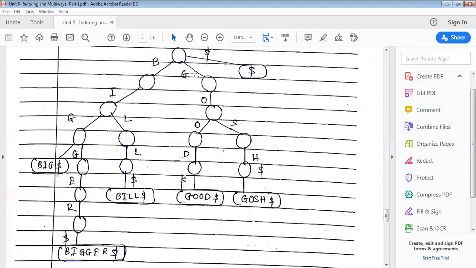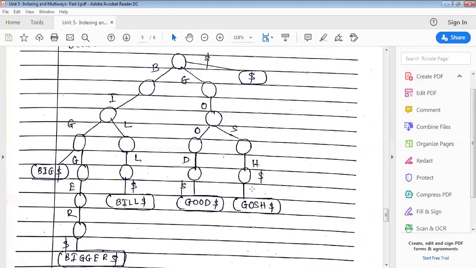The right one starts from G. Then G is connected with O. Then again O has two branches. The left one is also O and the right one is S. Check the left one first: O connected with D. So complete that from the root to the left: G, then O, then again O, then D. Then dollar. Dollar means what? End. So again G double O D, which makes good. Then check the right one, which is G O, then S H. G O S H, ghost. Then dollar, showing the end of that word.